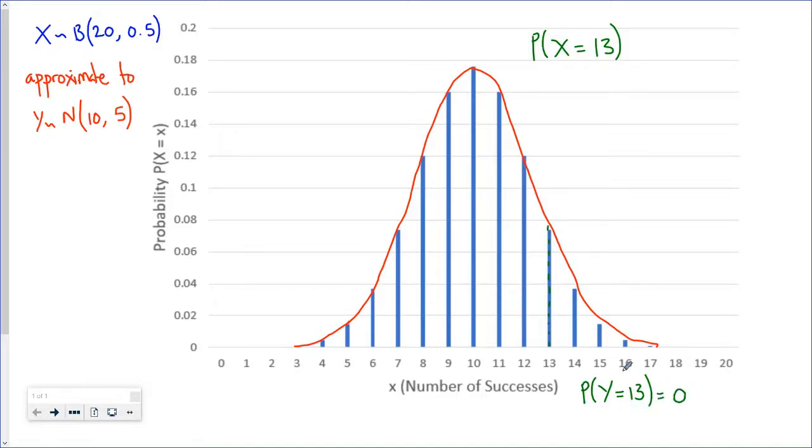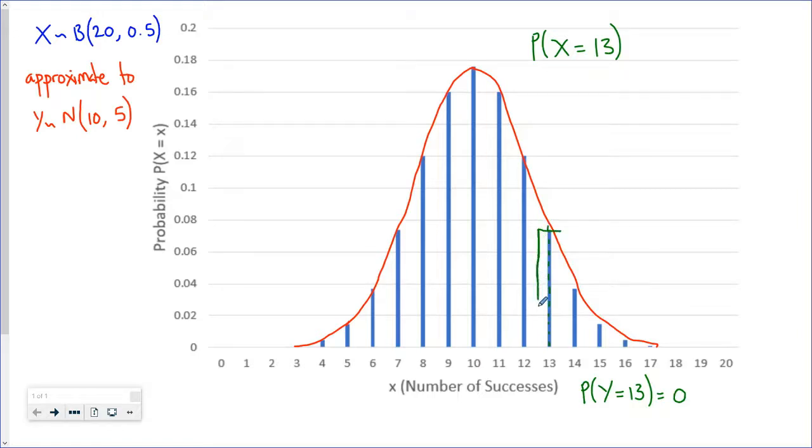And the reason why is, to find a normal probability, you work out the area underneath the curve. And the area underneath the curve at just 13 is 0 because the width is zero, I've not drawn a rectangle. So for a normal random variable, the probability of getting a specific value, so just 13, is always 0. So what we're going to do instead is use a process called continuity correction. And continuity correction is called that because it basically allows us to convert from a discrete distribution to a continuous distribution to approximate probabilities.